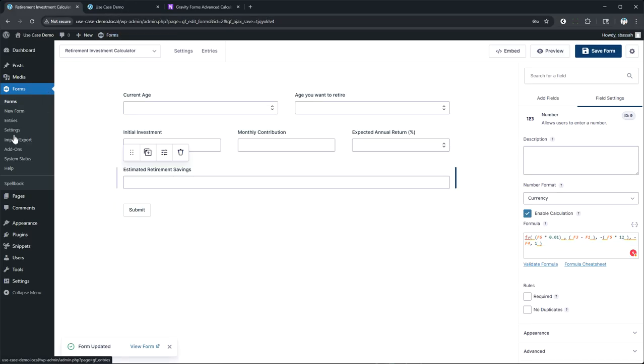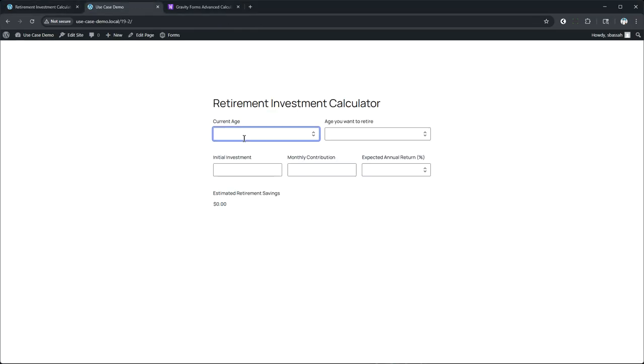Now let's see how this one works. So I have the investment calculator over here. Let's say the current age is 35. The age of retirement is going to be, let's say, 65. The initial investment is $10,000. The monthly contribution, 2,000. And then we have the interest rate of 10%.